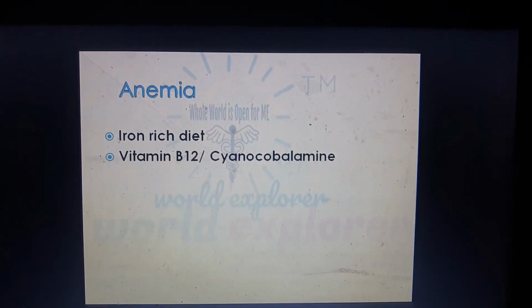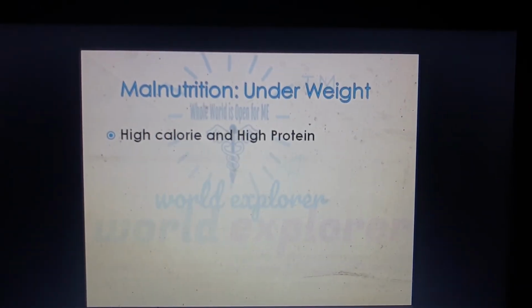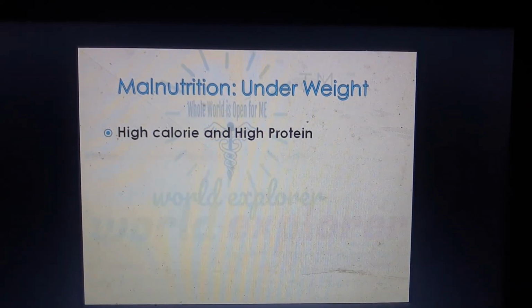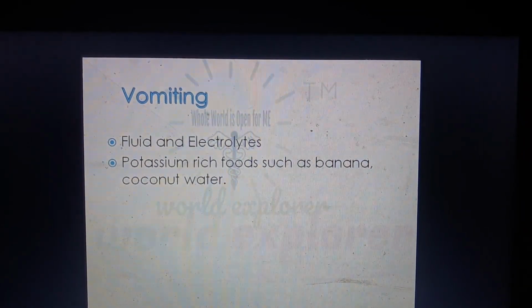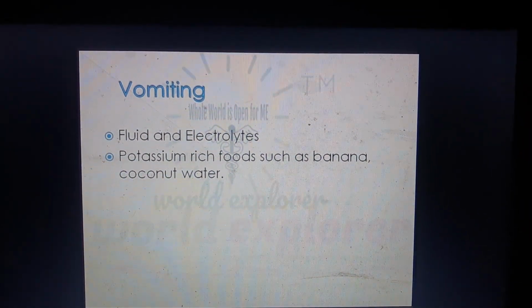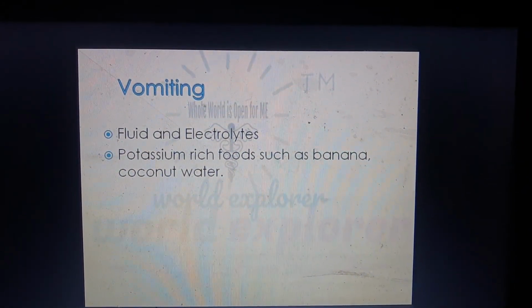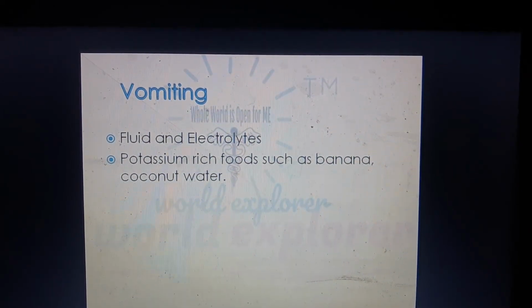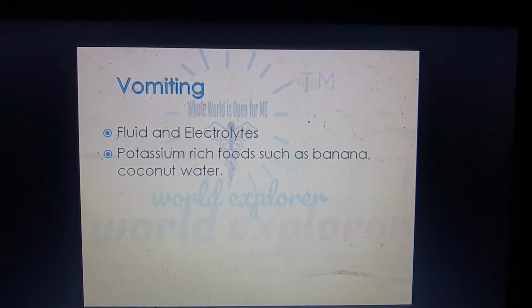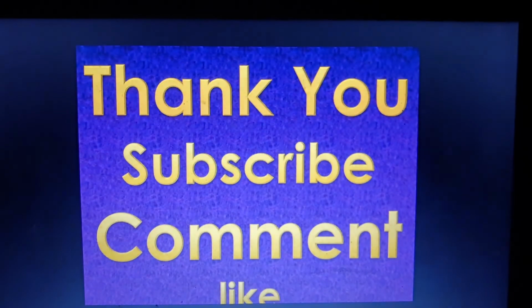If a patient is having anemia, iron rich diet and vitamin B12 are needed. If a patient is having malnutrition or is underweight, we are giving high calorie and high protein diet. If a patient is having vomiting, we are replacing the fluid and electrolytes, we are giving ORS. Sometimes in vomiting there is a loss of potassium, so we may advise banana, coconut water. If a patient is having cardiac arrhythmias or cardiac conditions, we need to be very careful when giving a potassium rich diet. Thank you.